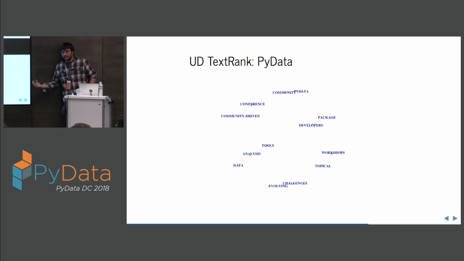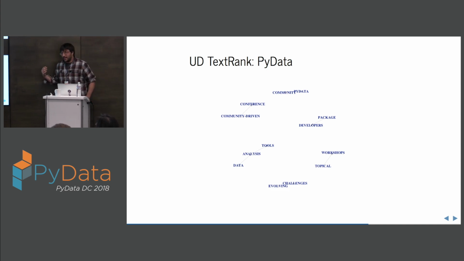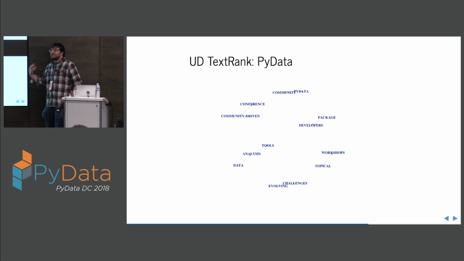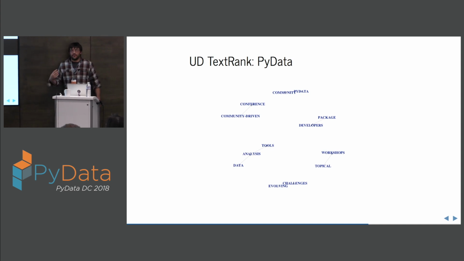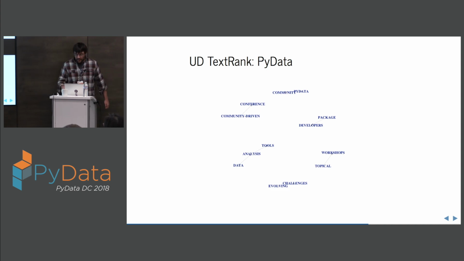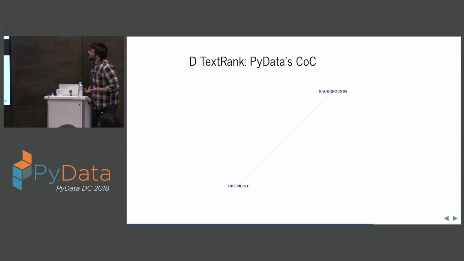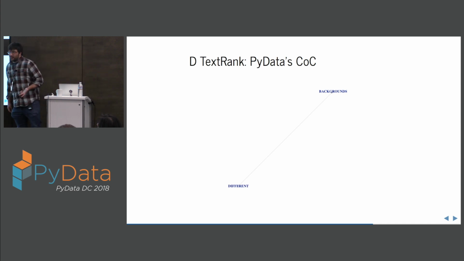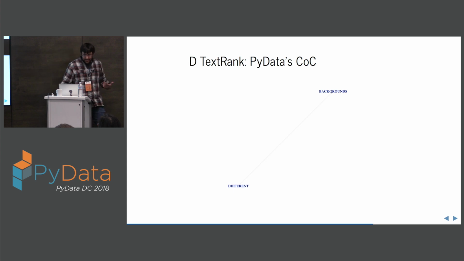These are absolutely key phrases that should and can be pulled out from the PyData website simply by traversing a graph, simply by doing a graph metric or a simple graph algorithm on text on a single web page. And the same thing can be done with the code of conduct. The only phrase that got pulled out of PyData's code of conduct is "different backgrounds." That's the only key phrase that got out from the directed TextRank.